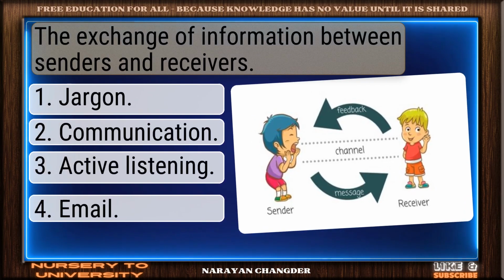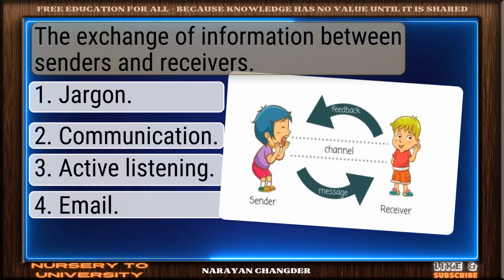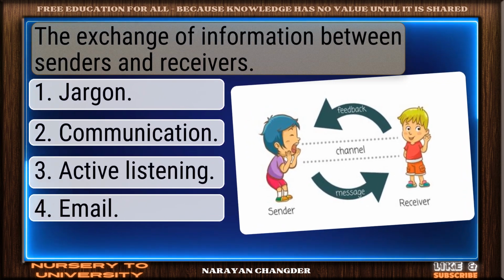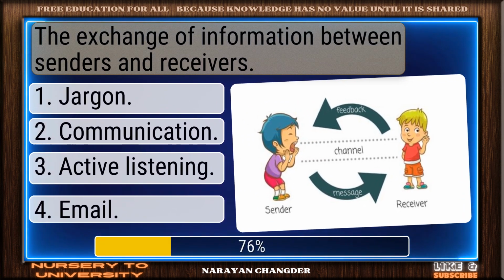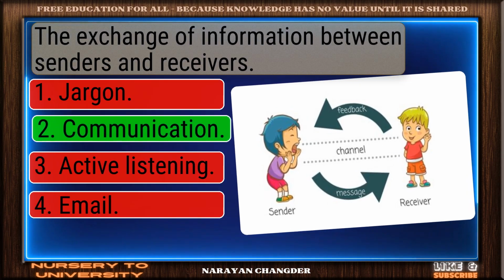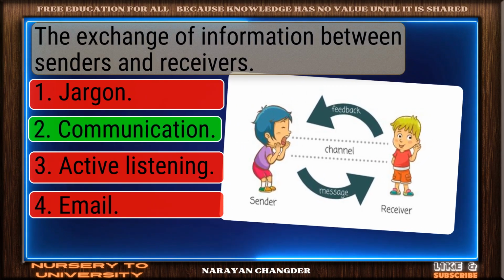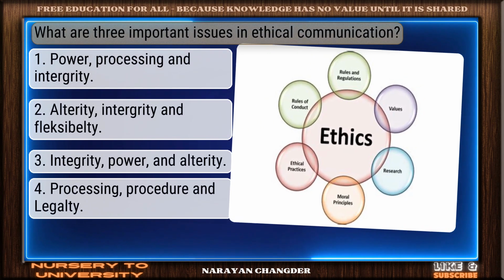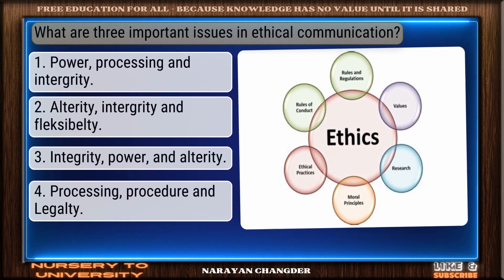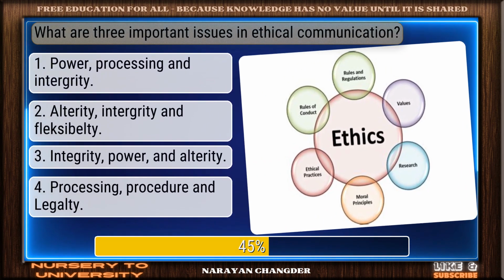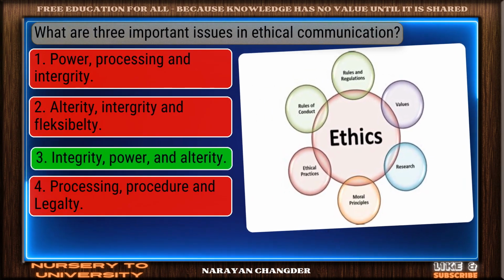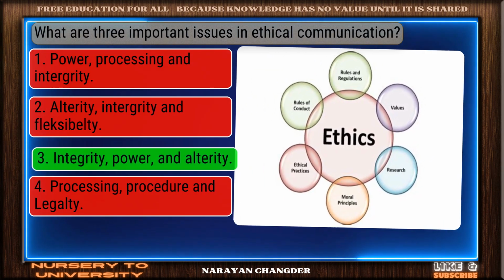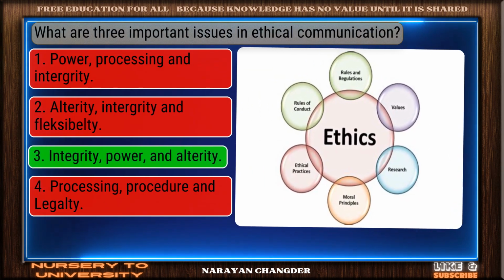Question number 27. The exchange of information between senders and receivers. Bravo. Communication is the answer. Question number 28. What are 3 important issues in ethical communication? Right choice. Integrity, power, and alterity is the best answer.